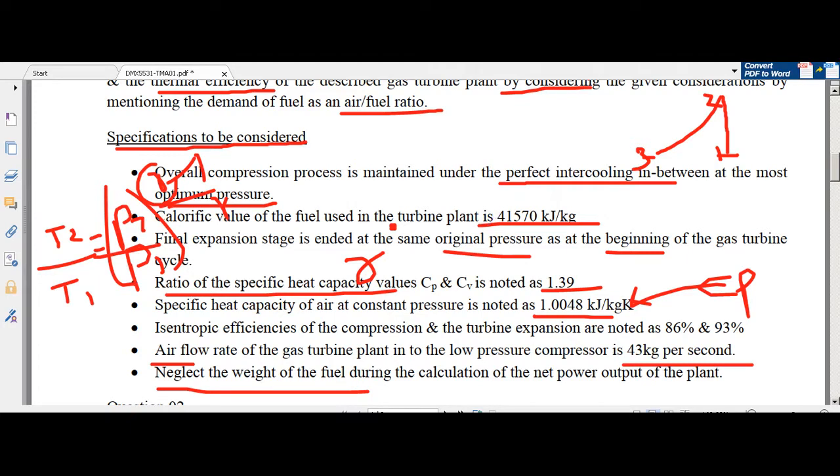This one I didn't mention: isentropic efficiencies. If you consider the compressors and the turbines, there is an efficiency. That means the turbine and the compressor are not perfect, so the efficiency is not 100%. The compressors work at 86% efficiency, and the turbines work at 93%. So that is the consideration. Yeah, so that's all about the specifications, because you need those for the calculation.